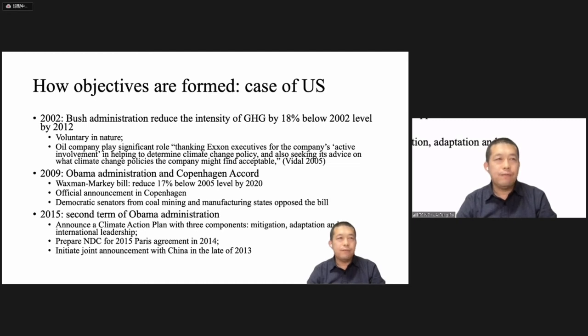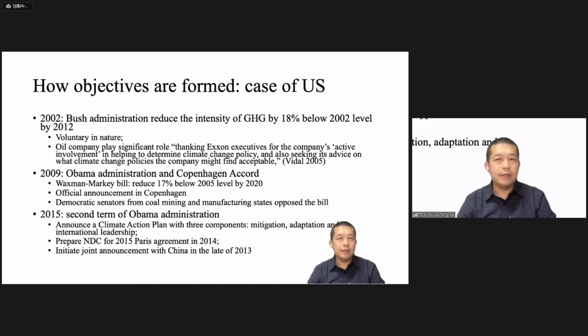And for the Paris Agreement, which was the second term of the Obama administration, he mobilized political resources and announced a climate action plan, which has three components. The first one is mitigation. The second one is adaptation, to increase the resilience of the United States. And the third one is to improve the international leadership of the United States on climate change issues.